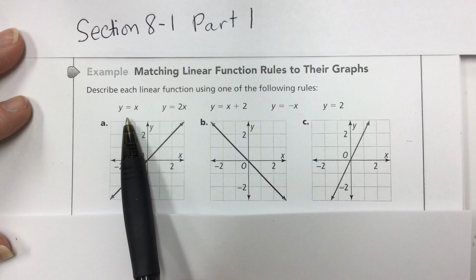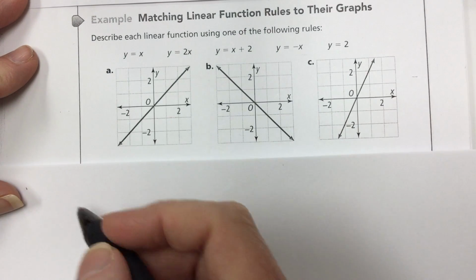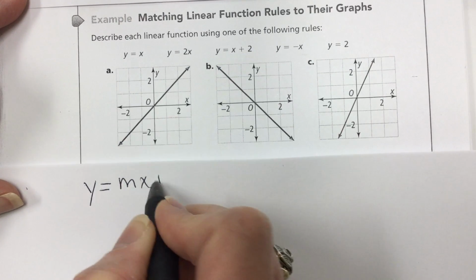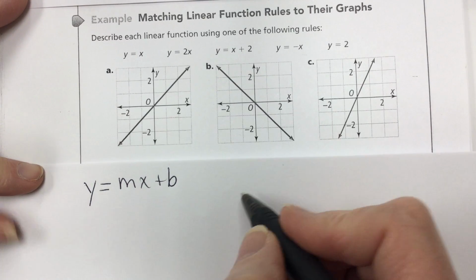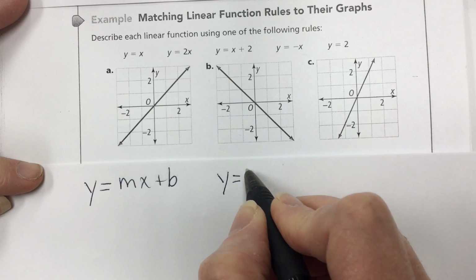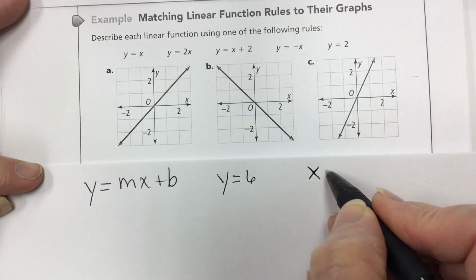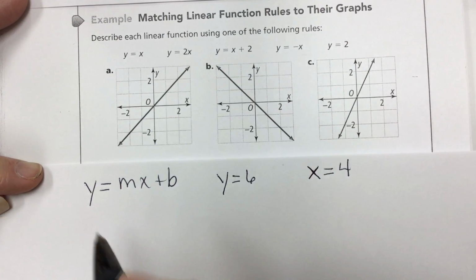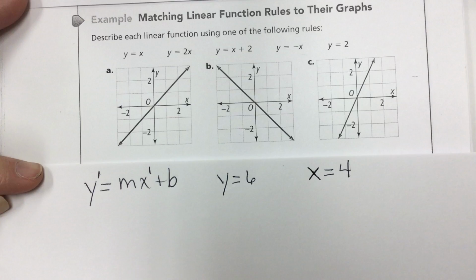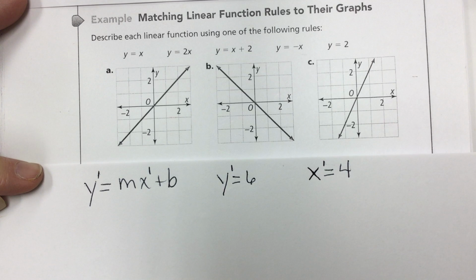So let's first talk about the line y equals x. Remember, a linear equation can be in the form of y equals mx plus b. You can also have a linear equation that just has y equal to a number, like y equals 6. You can also have a linear equation if you have just x equal to a number. Now, if both x and y are in the same equation, they have to be raised to the first power. And of course, if they're the only variable, they have to be raised to the first power.